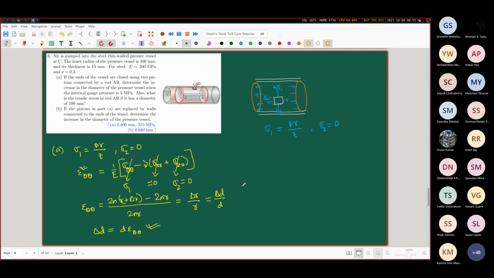Good question. The reason we are saying sigma 2 equals 0 is that even though these two pistons are touching, in the sense that they do not allow any fluid or air to escape through this gap, they are not welded or bolted to the pressure vessel ends, unlike these two ends where it is actually welded. So there is no physical adhesion between these two things.